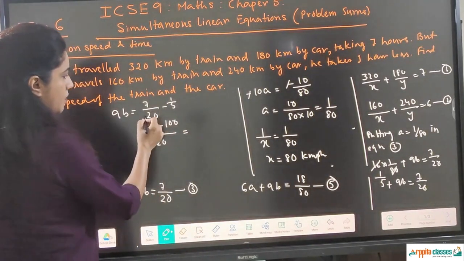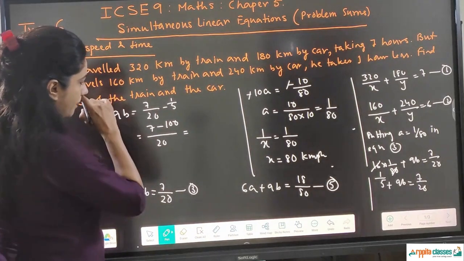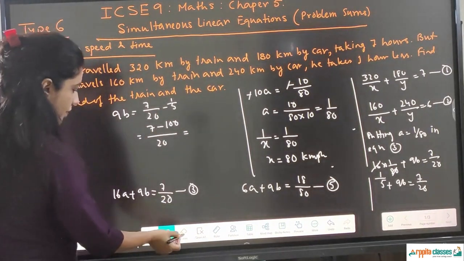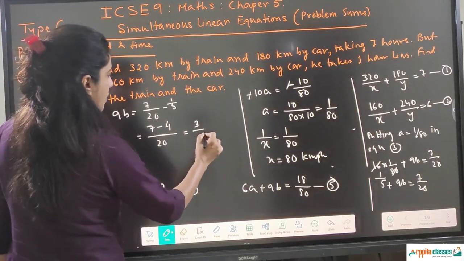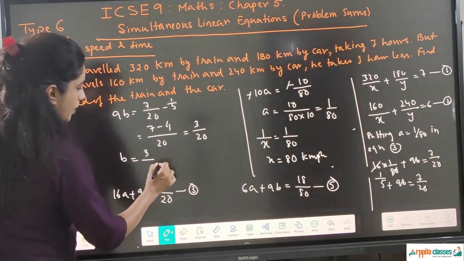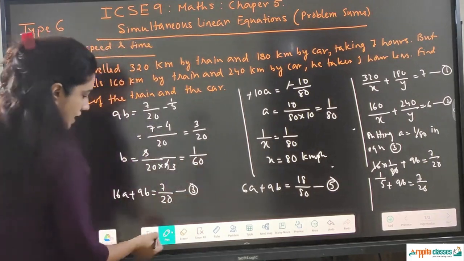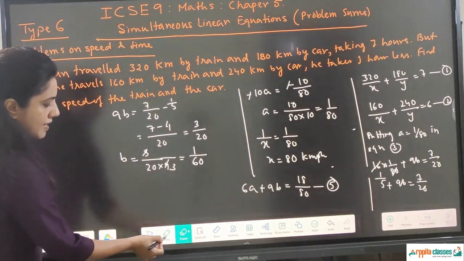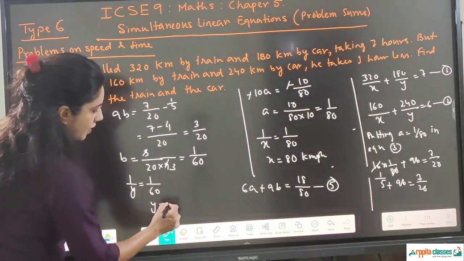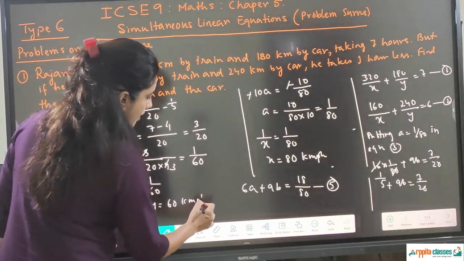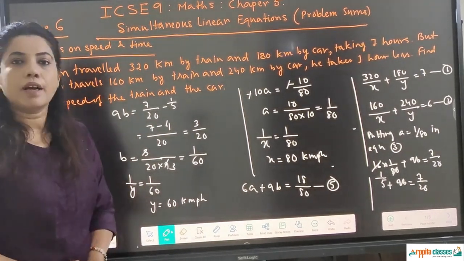Okay. So 20 is the LCM. So it is 7 minus 4. So this is 3 upon 20. Therefore B is equal to 3 upon 20 into 9. So that is 1 upon 60. Now what is B? We have considered B as 1 upon y. So 1 upon y is equal to 1 upon 60, or y is equal to 60 km per hour. So y is what? Y is the speed of the car. So speed of the car is 60 km per hour.